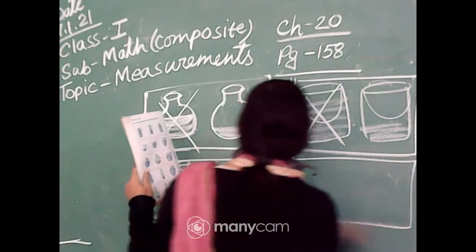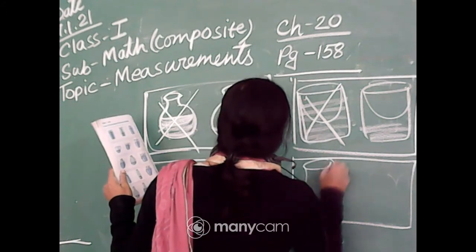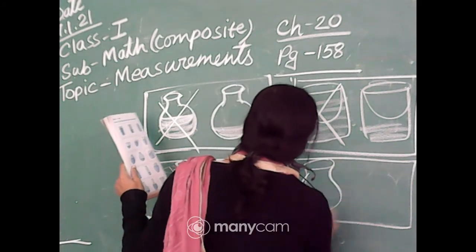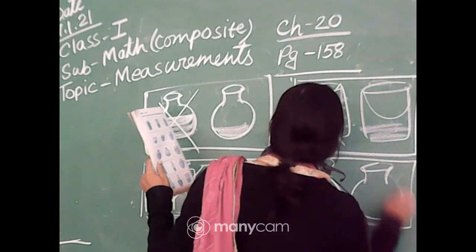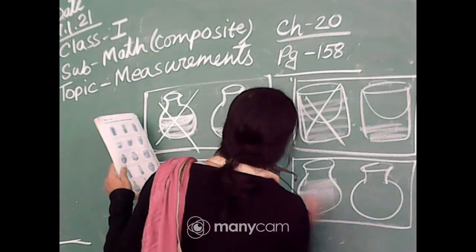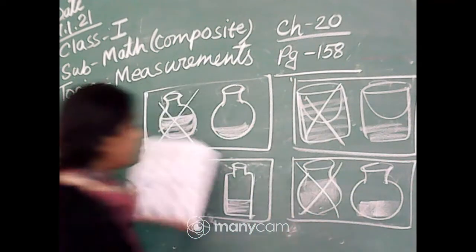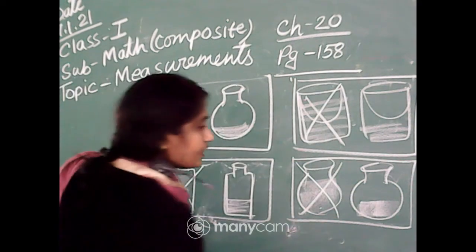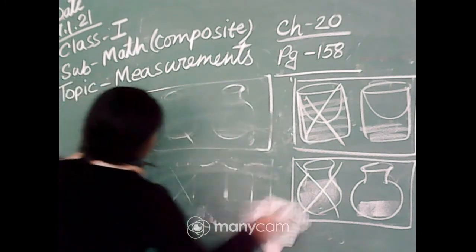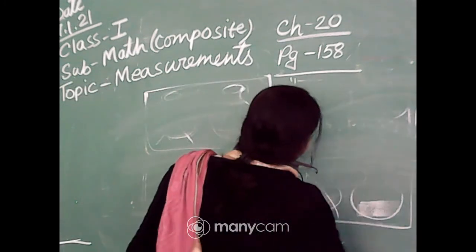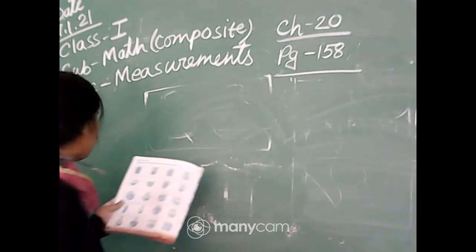Next is another pot. The first one is this and the second one is this. So this first container has more. Now there is another two pot over here. You all please solve with me.